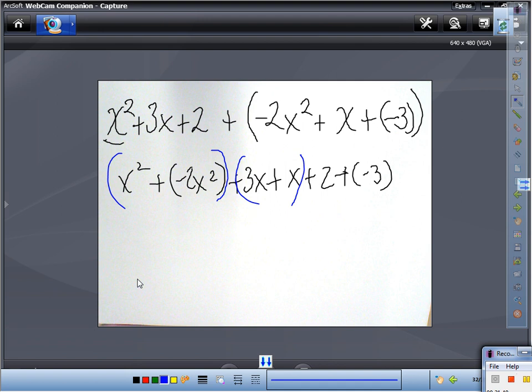Ready? What do I have left here? Negative x squared. What do I have here? 4x. And what do I have here? Negative 1. What property allowed me to do that? Associative property of addition. And that's how you combine using properties and symbols.